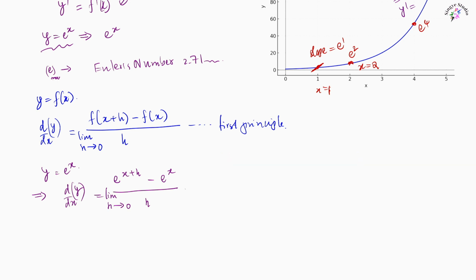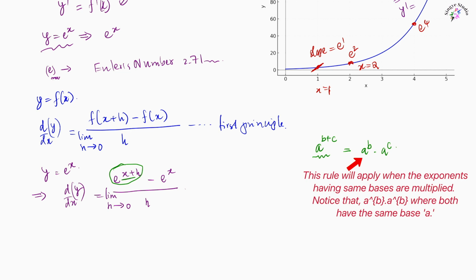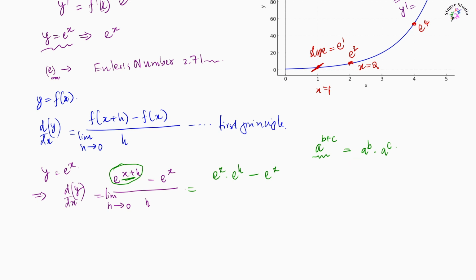now we can write this expression using the exponential rule: if we have a raised to b plus c, then we can write this in product form as a raised to b times a raised to c. Okay, so we can write this in this form: e raised to x times e raised to h minus e raised to x, divided by h, limit h tends to 0.